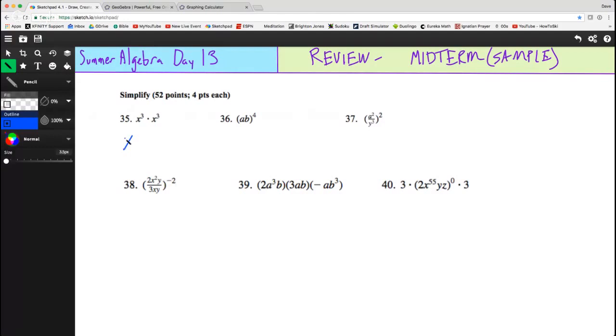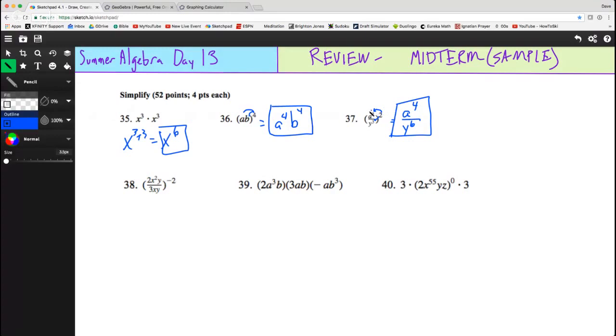Okay, simplify. These can go quick. This is our product rule. X times 3 plus 3 equals x to the 6th. This is our power of products rule. This is a to the 4th, b to the 4th. This is our combo power of quotient rule. A to the 4th, y to the 6th. So we got to multiply that exponent down into both exponents.